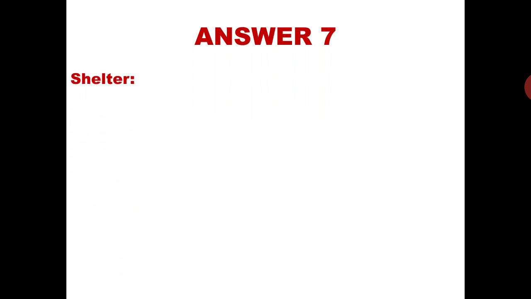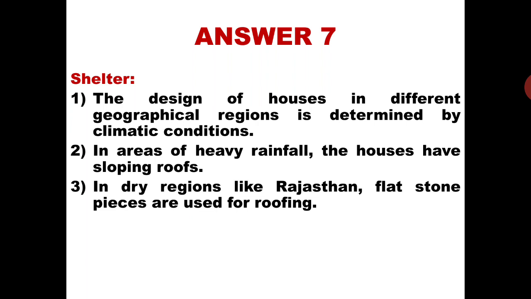If we talk about shelter, the design of houses in different geographical regions is determined by climatic conditions. So according to the climate, the houses are built. In areas of heavy rainfall, the houses have sloping roofs.